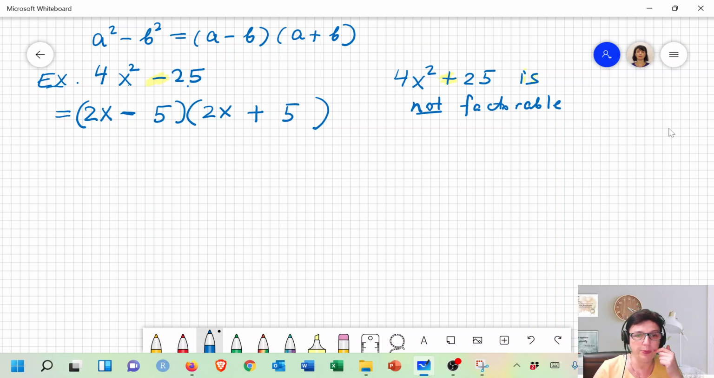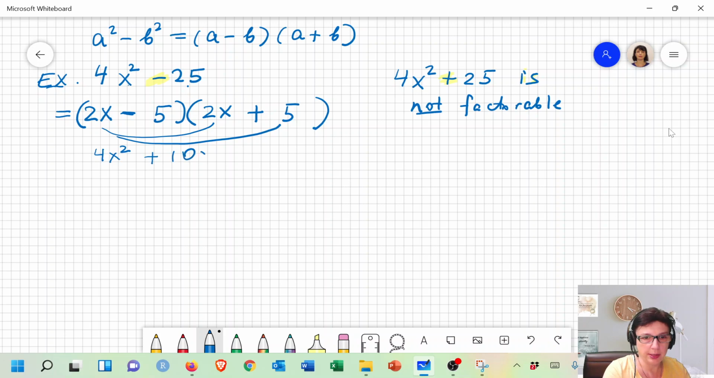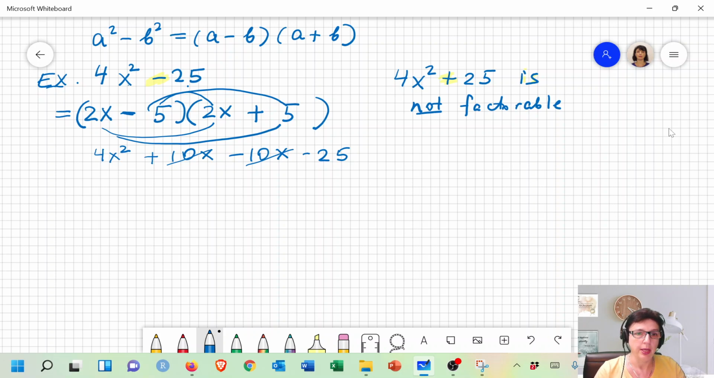By the way, you should be able to check that using FOIL. If you multiply first, that would be 4x squared, then outer, 2x times 5, that's 10x, minus inner, that would be 10x, and then last, negative 5 times 5, that's negative 25. What you will see is that the middle terms cancel and you get back your original expression.